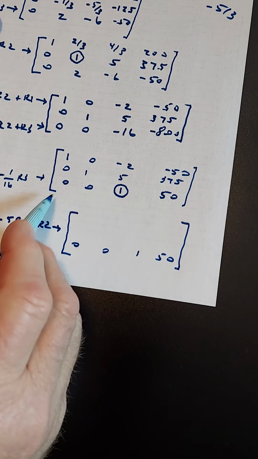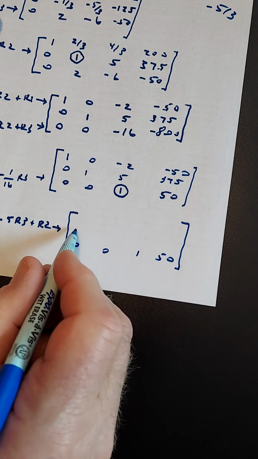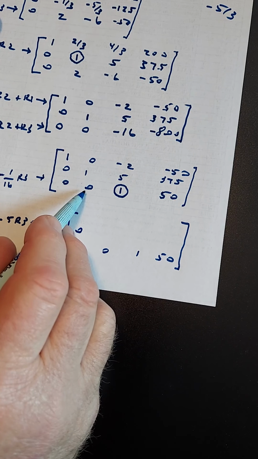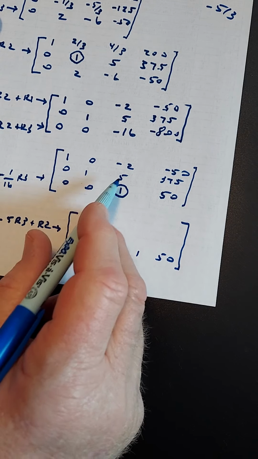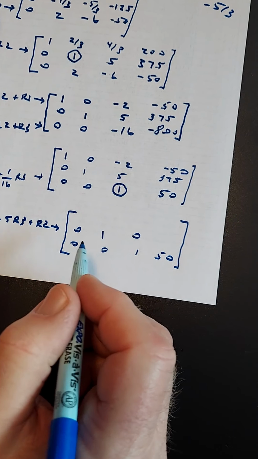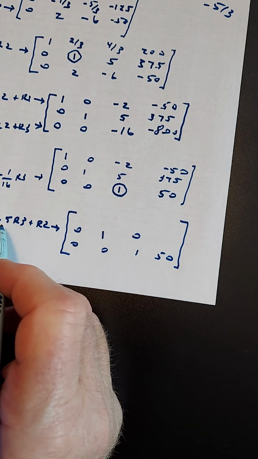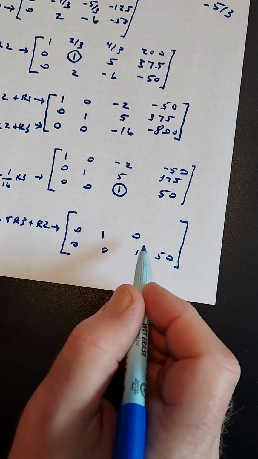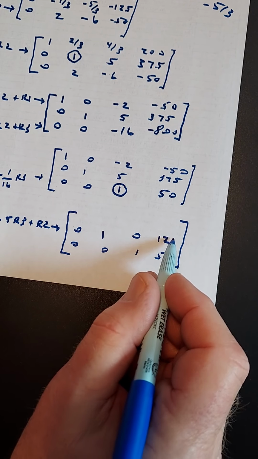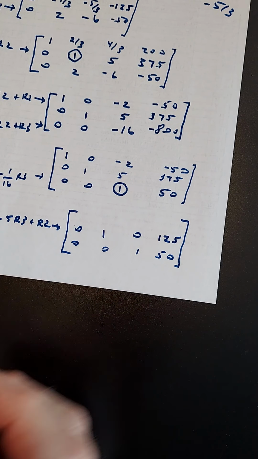So -5 times 0, 0 plus 0 is 0. -5 times 0, 0 plus 1 is 1. -5 times 1 is -5 plus 5 is 0. You knew those already. And then -5 times 50 is -250 plus 375. This is going to be 125.